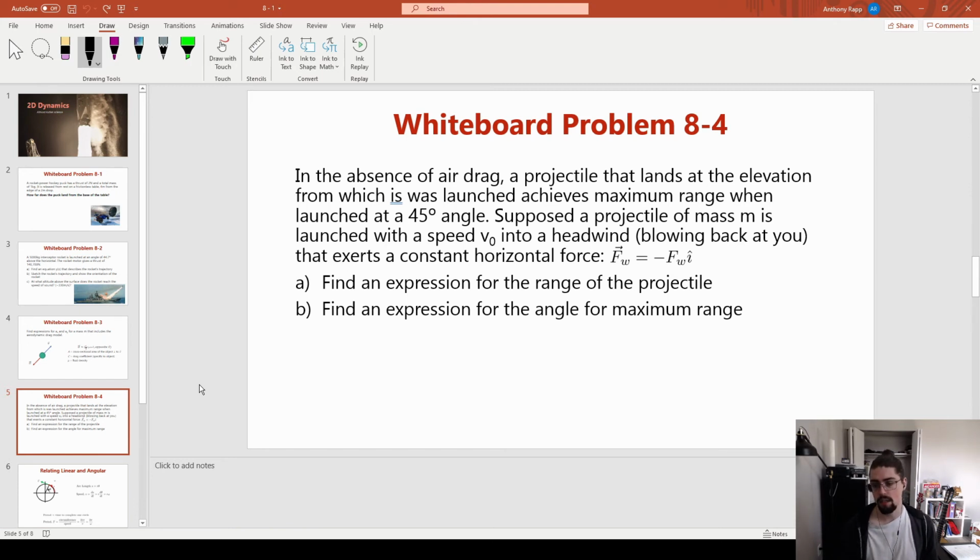What we've got now is, let's say there's no real appreciable amount of drag, but there is a very strong breeze. So let's launch some sort of projectile. We launch it at a speed v0 with a headwind. That means you launch the thing forward, and the wind is blowing back towards you. So the x direction force would be this negative force from the wind. Find an expression for the range, that is the delta x when it lands, and find an expression for the angle for the maximum range.